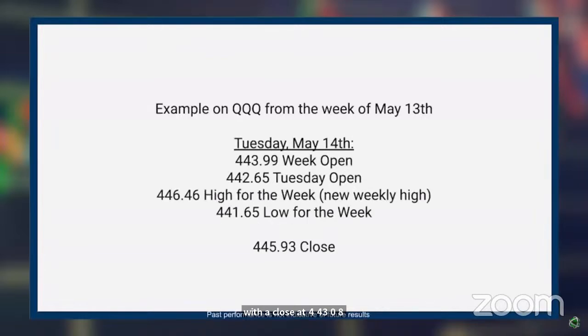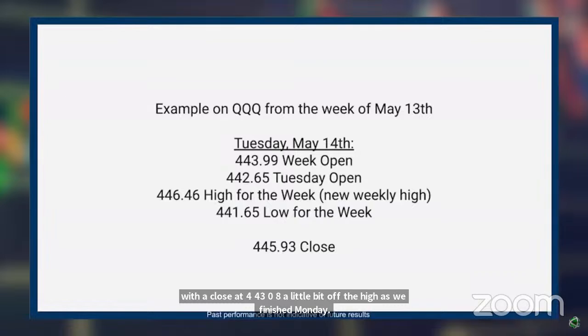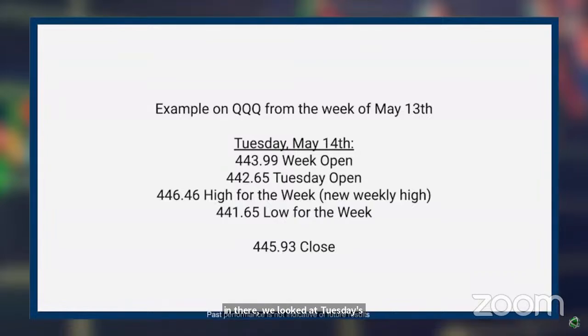Tuesday came along, look at the week open, we plugged it in there. We looked at Tuesday's open, which was $442.65, which was down a little bit from Monday's close, but the high of the week is $446.46. Our low is $441.65, and our close is $445.93. Very close to the high on Tuesday. So what do we have? Monday and Tuesday, you had your up, you had your down, you had your opening price, but you closed near the high.